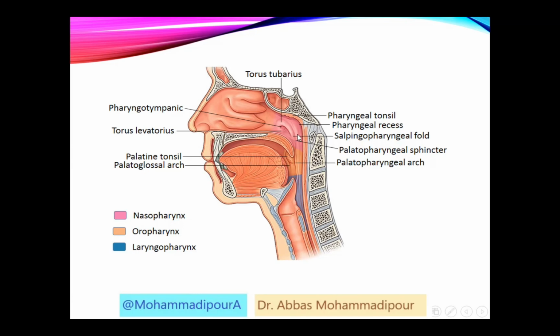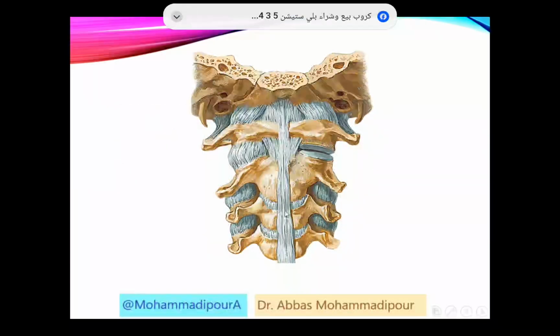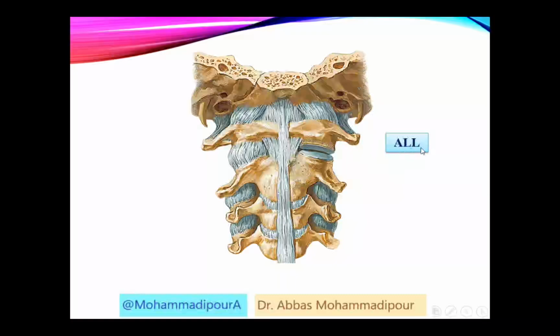As you know, this tube, the pharynx, is a common pathway for air and food. Right? This tube, as you see, is located in front of the cervical vertebra. But it's important to remember that some structures, including ligaments, muscles, and fasciae, separate the pharynx from the cervical vertebra. These structures are the anterior longitudinal ligament, or ALL, anterior longitudinal ligament.